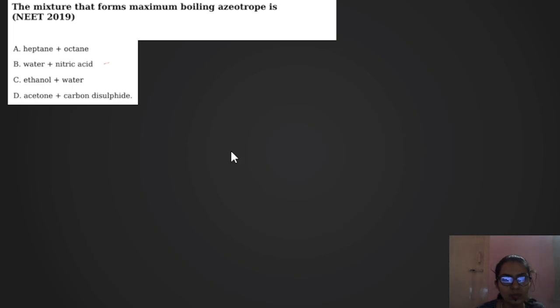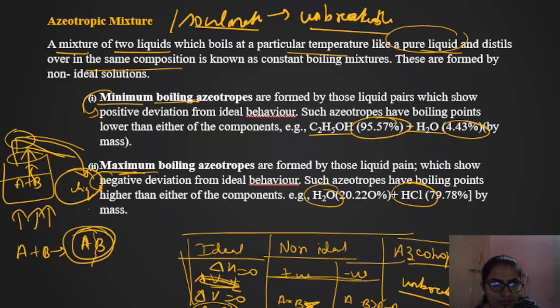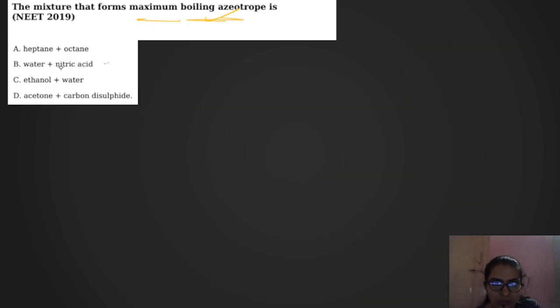Now let us move on to the problem part. Here we have a question. Mixture that forms maximum boiling azeotrope. Maximum boiling azeotrope. Again, just now we saw examples over here. Maximum boiling azeotrope, HCl, water, right? So let us see which is common here, given over here.